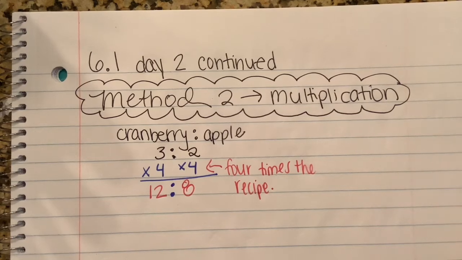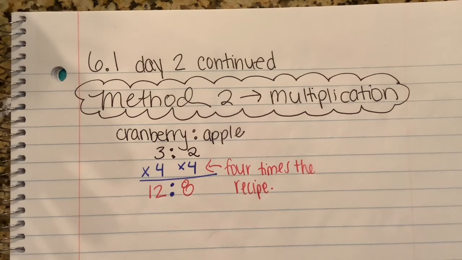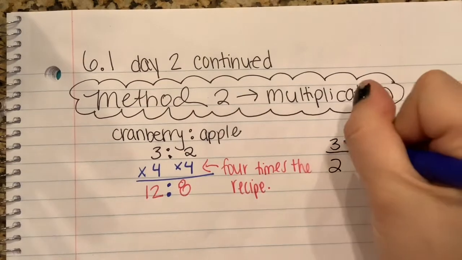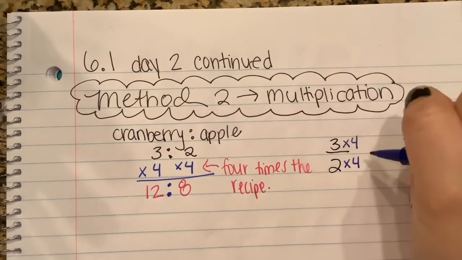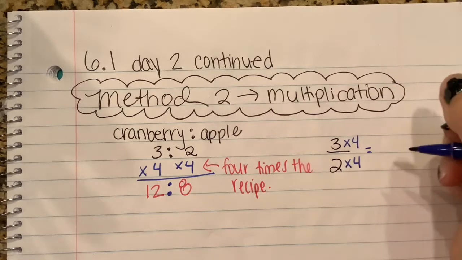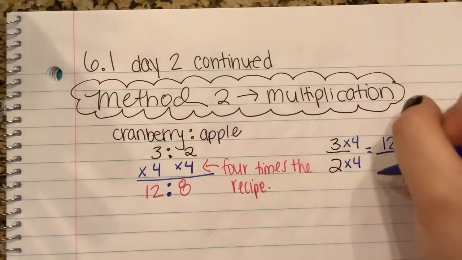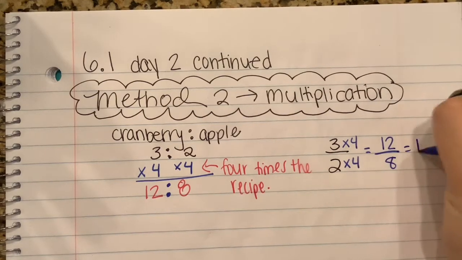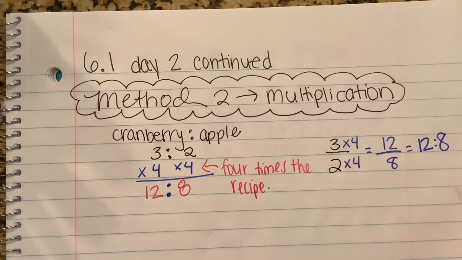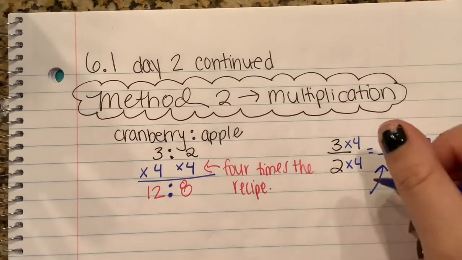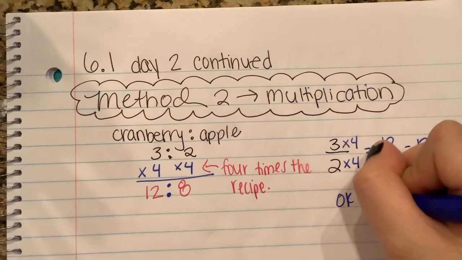Now, if you wanted to do this in fraction form, you could have done it in fraction form. Remember, we can write ratios in many different ways. So we could have gone 3 over 2, then multiplied by 4, multiplied by 4. My numerator, 3 times 4 is 12. My denominator, 2 times 4 is 8. And then I write that in ratio form, 12 to 8. Now in ratios, it's okay to be an improper fraction, a fraction greater than 1.